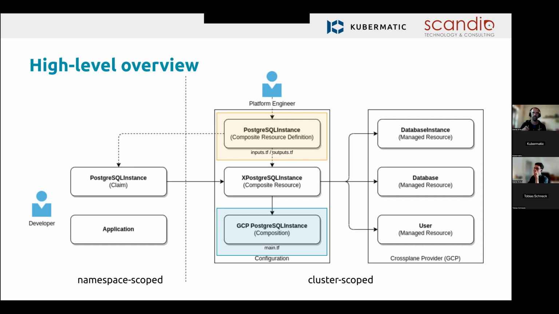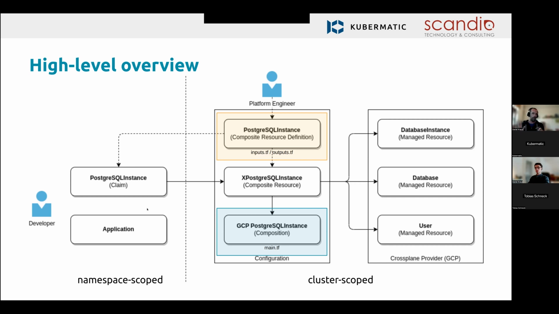And the second difference is the claim itself only holds a reference to the corresponding composite resource, while the composite resource holds the reference to all the underlying managed resources here. And that means we can hide the whole underlying complexity from the user. He only sees, I have a claim and the corresponding composite resource here.